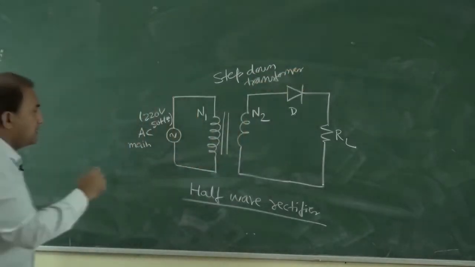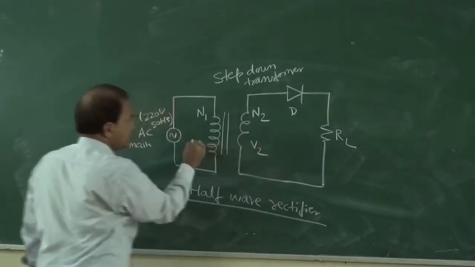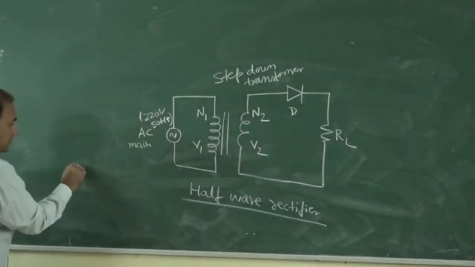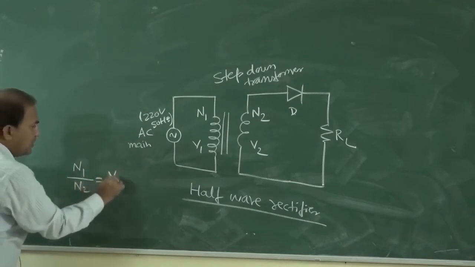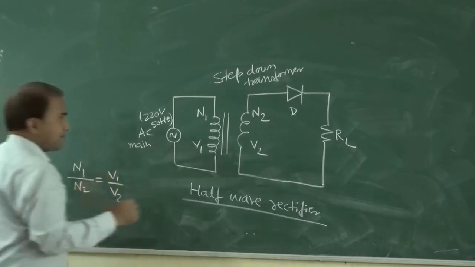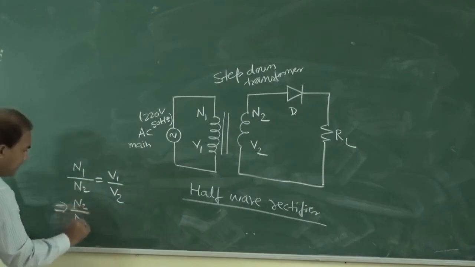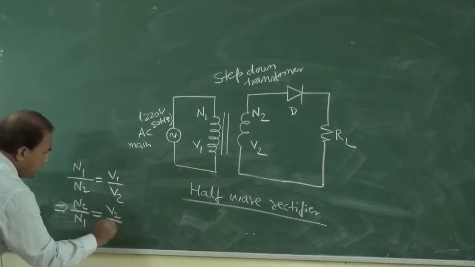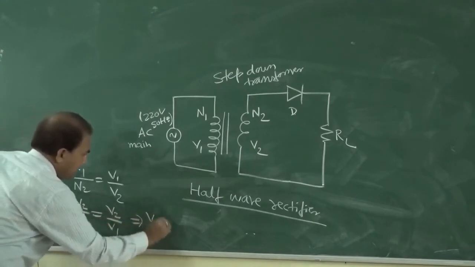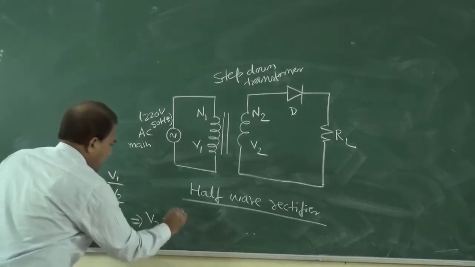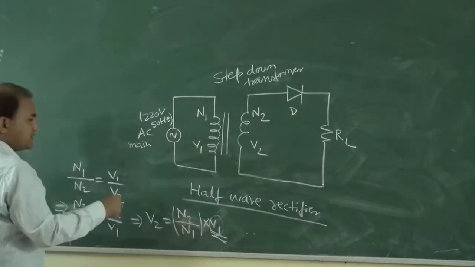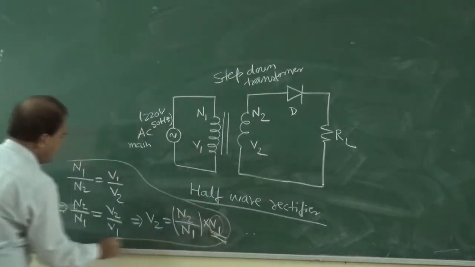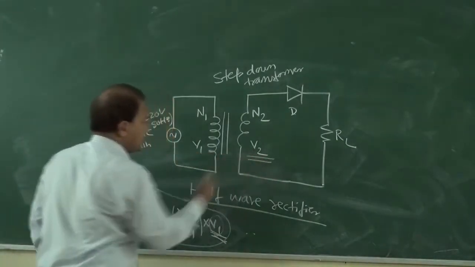In the step down transformer, suppose this is V2 and this is V1. So what is the relationship between N1 and N2 for V1 and V2? N1 by N2 is equal to V1 by V2. So you can write N2 by N1 is equal to V2 by V1, which gives V2 equal to N2 by N1 into V1. So by using this equation, we can determine V2.